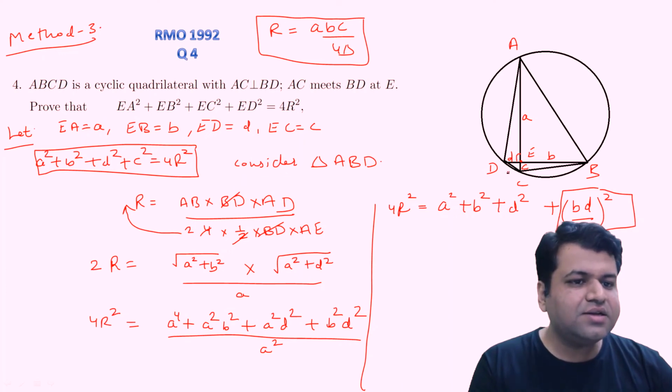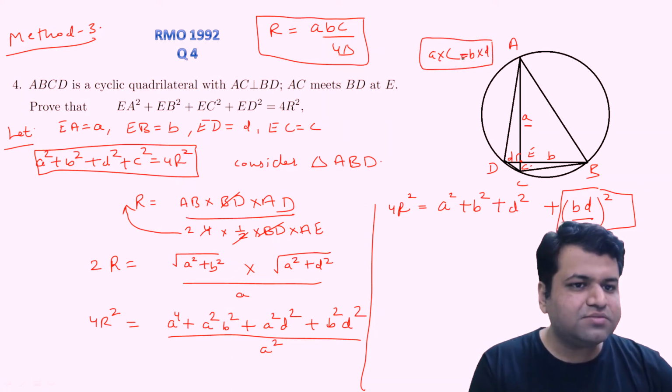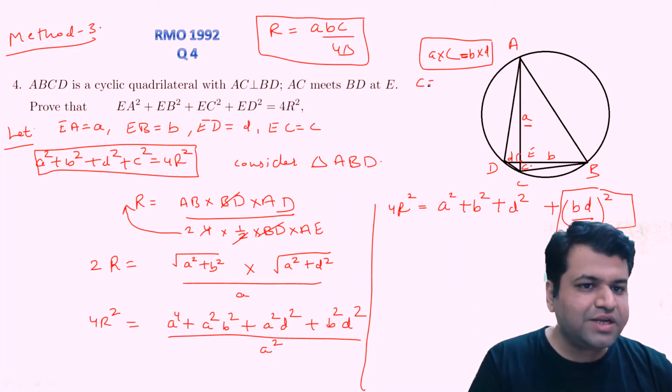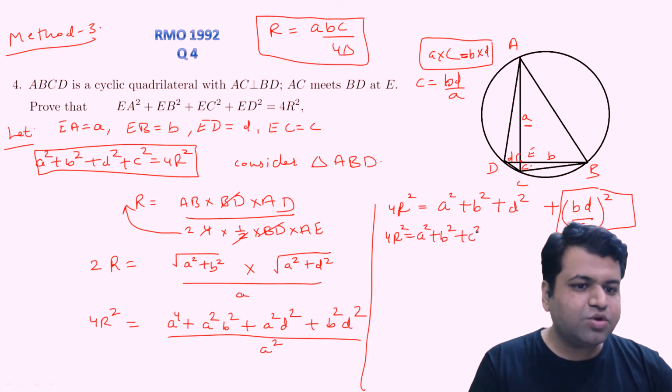And in a circle we know that a into c will be equal to b into d, right? Or you can simply prove this by similar triangles, right? This is a common fact that in a circle, if two chords intersect at a point, then the products of the segments are equal, right? So a into c is equal to b into d, so that will imply c is nothing but bd upon a. So plug the value of this c here. So what we will get is 4r square equals a square plus b square plus c square plus d square. That is in fact what we need to prove, right?